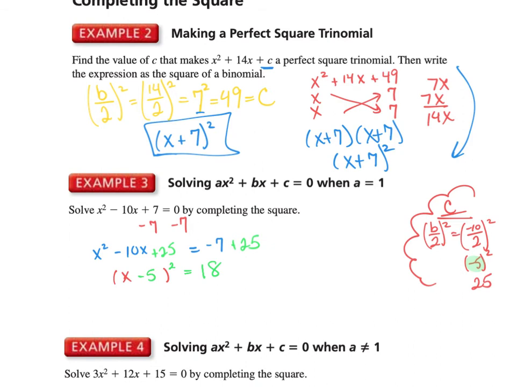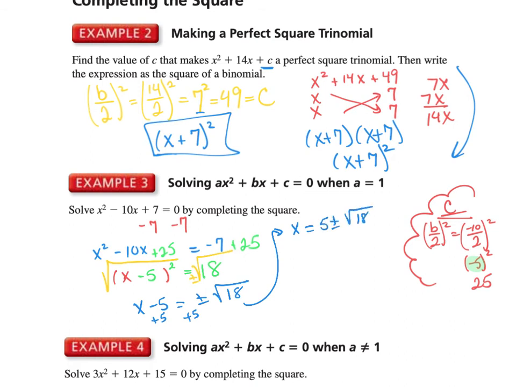So we're going to take the square root of both sides. Don't forget about your plus and minus. So we get x minus 5 is equal to positive or negative square root of 18. We're going to add 5. So x equals 5 plus or minus the square root of 18.